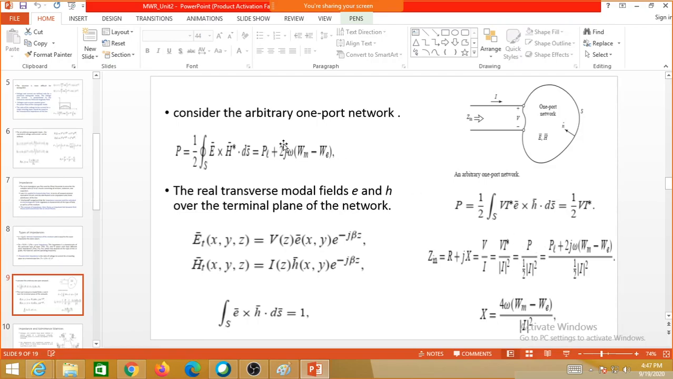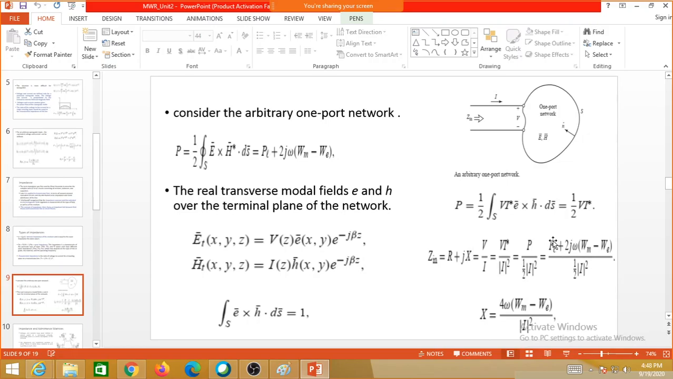So now for this P, we take whatever is already derived for the one port network and put it here. This power equation gives the impedance value in terms of power. The real part of the impedance is PL by half into I square, and the reactive part X is this much.